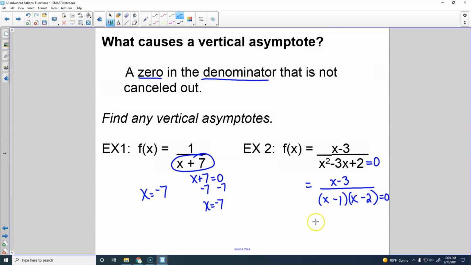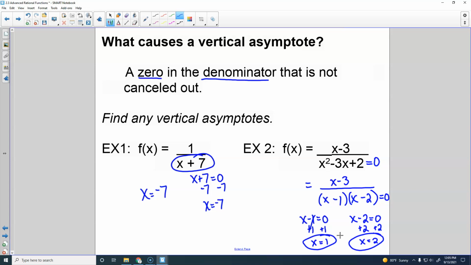I'm just looking at the denominator. So now I would set each one equal to 0. You don't have to show this step right here, but I'm going to be extra clear about what's happening. So if we move this 1 over to the other side, x would equal 1. And if we move this 2 right here over to the other side, x would equal 2. So this would have vertical asymptotes at x equals 1 and x equals 2.